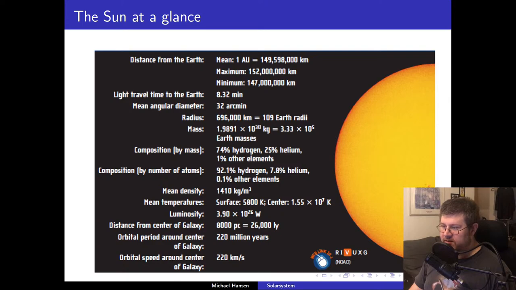The mean density is pretty high. It's 1,410 kilograms per cubic meter. The mean temperature of the surface is 5,800 Kelvin. And the center temperature is 1.5 or 1.6, if you will, times 10 to the 7 Kelvin.